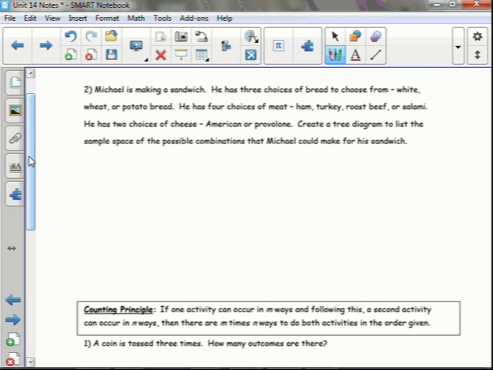Okay, now I drew the tree diagram one way. I'm just going to draw it a different way now. Here, in our first option, we have your bread. You could have white. I'm going to leave a good bit of space here. And we have wheat as an option, or we could have potato. I think there's an E on potato, but I'm not sure. Bread.